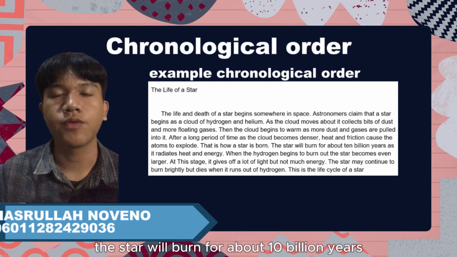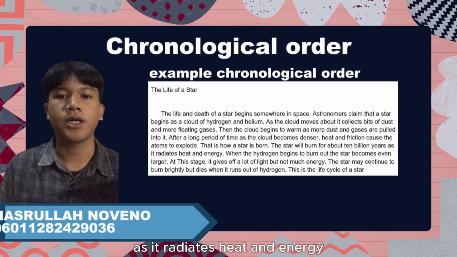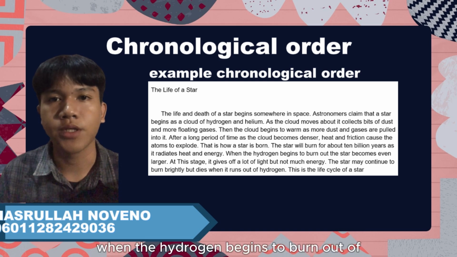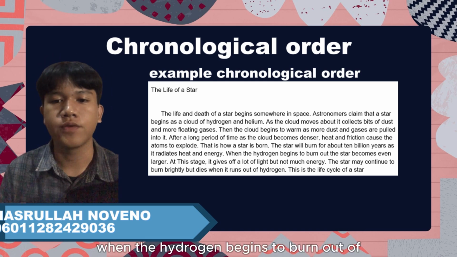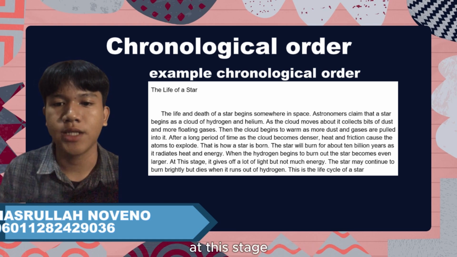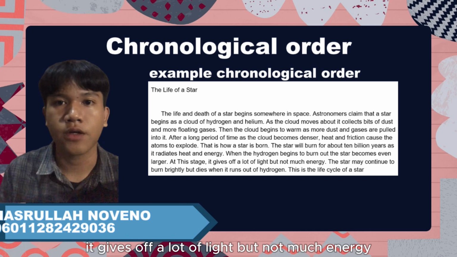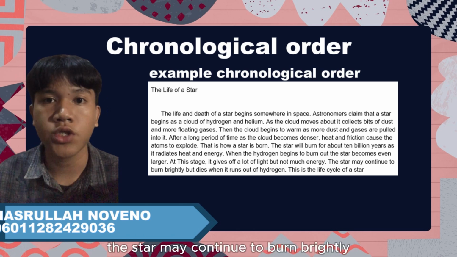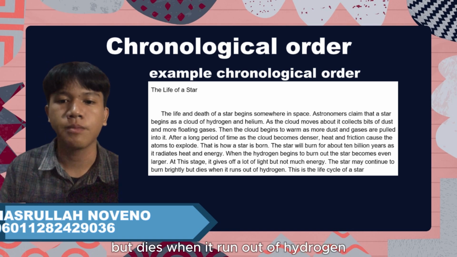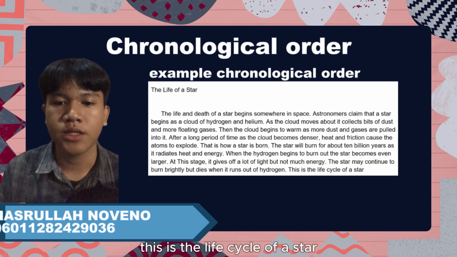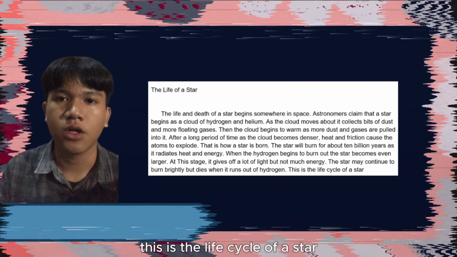The star will burn for about 10 billion years as it radiates heat and energy. When the hydrogen begins to burn out, the star becomes even larger. At this stage, it gives off a lot of light but not much energy. The star may continue to burn brightly but dies when it runs out of hydrogen. This is the life cycle of a star.